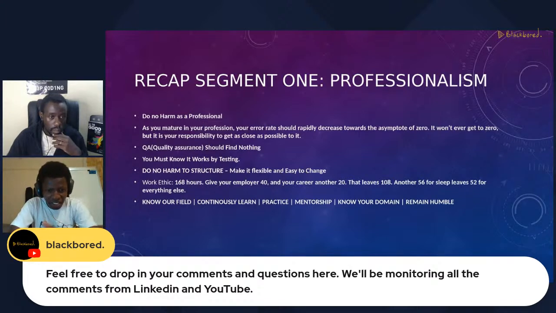And then know your field. Nothing should escape you. If you don't know CI/CD, ask yourself, why don't I know this? What is microservices? Go there. What are components in React? Just know your field. Continuously learn every day. You have no excuse for this. Set time for that. Then practice. Get mentored. If you don't have a mentor, reach out to people who can mentor you.